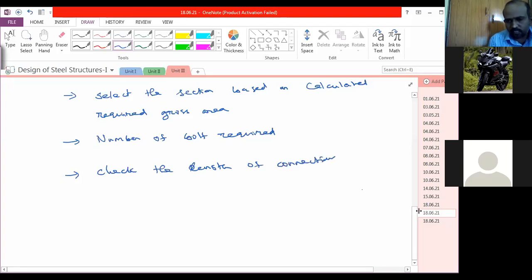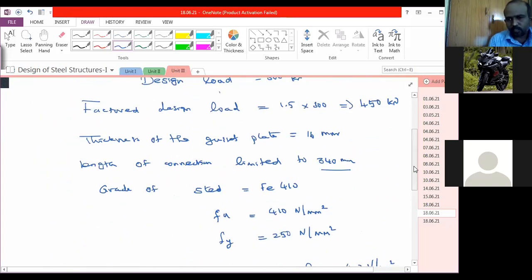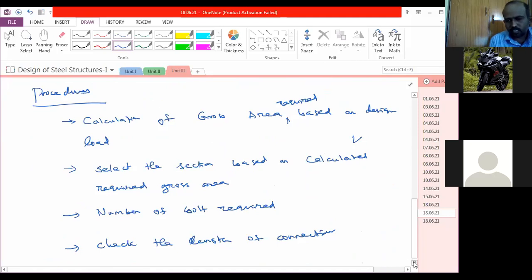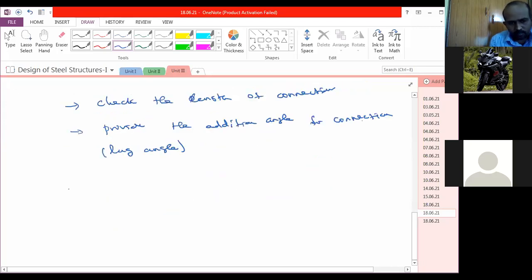If the length of the connection is greater than 340 mm, then we have to provide an additional angle for the connection. That angle is called a leg angle. I will write it in the bracket. Okay, then design for the leg angle.